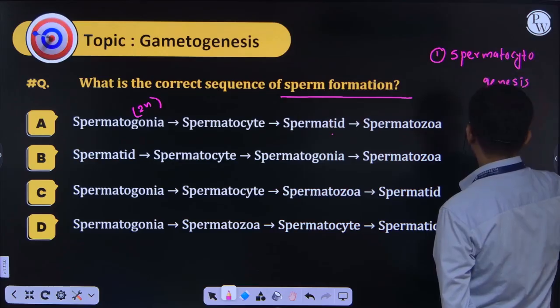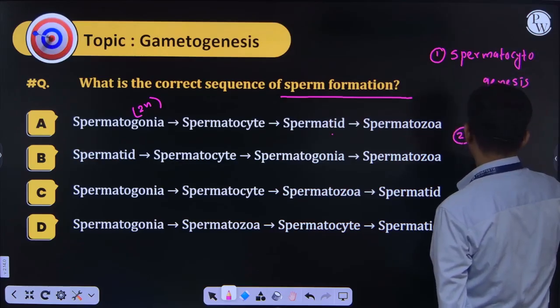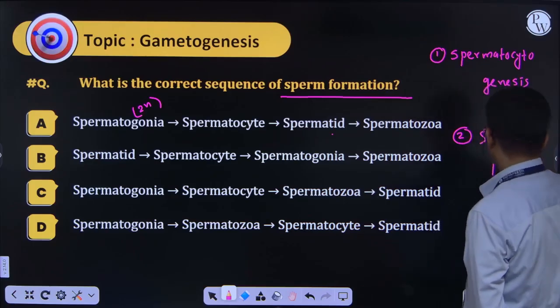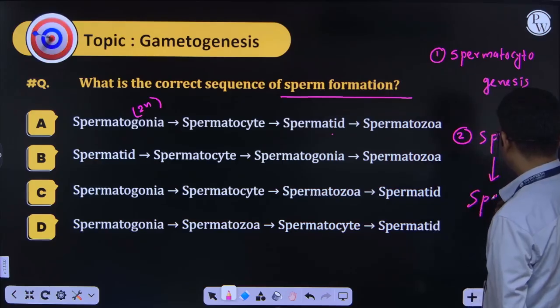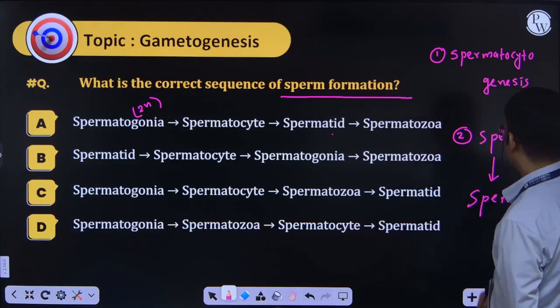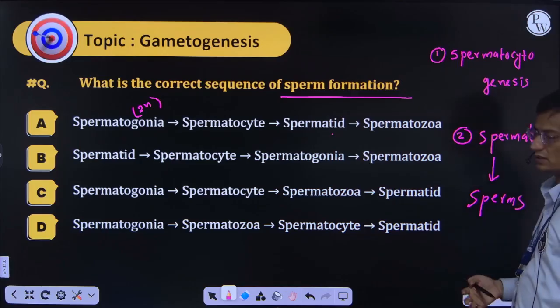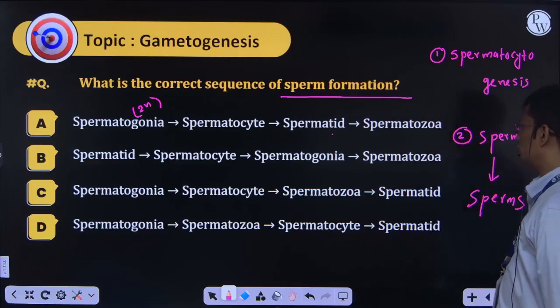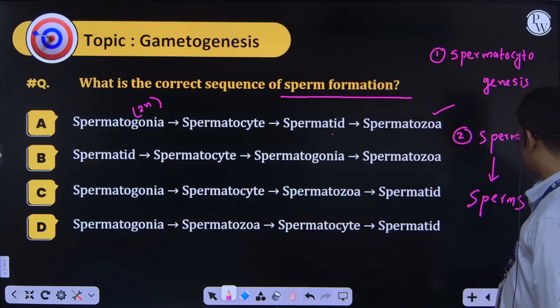From that, spermatid matures into sperm. Spermatid to sperm, this process we call spermiogenesis. For this process, Sertoli cells are required. They will produce some factors for the maturation of sperm. So this is the correct one.